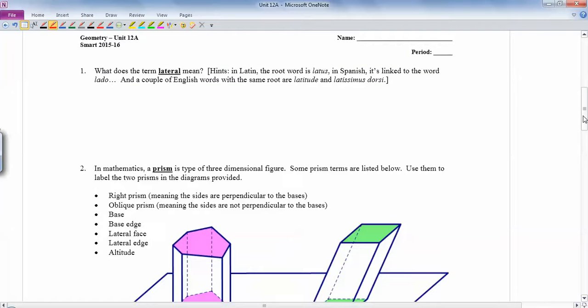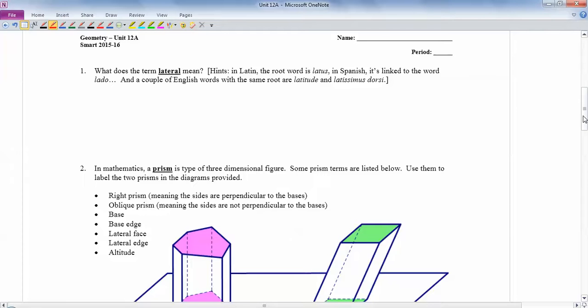All right, so this is the Unit 12A handout. It's our Intro to 3D Geometry. Before we jump right into stuff like in number 2, those 3D diagrams, let's talk about the term lateral. You might have heard of lateral movement or latitude lines on a globe.